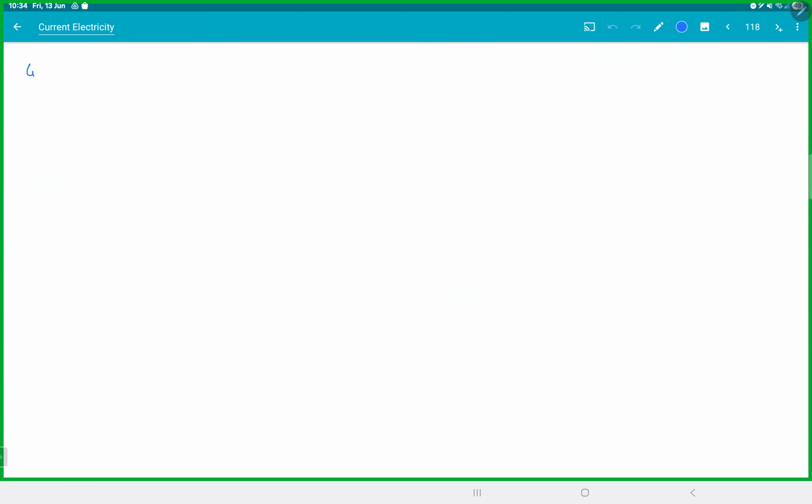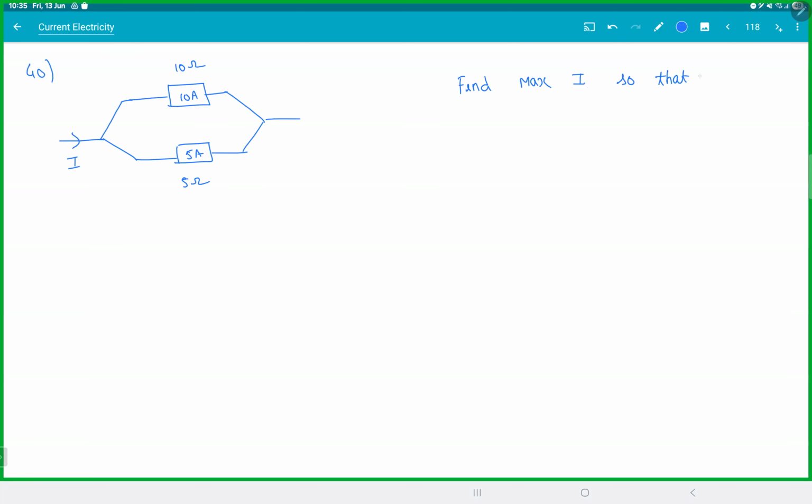Let's just do one question. Let's say you made a weird combination with the fuse wires. A 10 ohm fuse wire, and you kept it in parallel to another 5 amp fuse wire, which is 5 ohm, like this. So the question is, find the maximum I so that both the fuses work. I don't want any one of the fuses to burn. So what is the maximum current that I can send so that both the fuses work? Let's get this, finish off. Last one for the day.